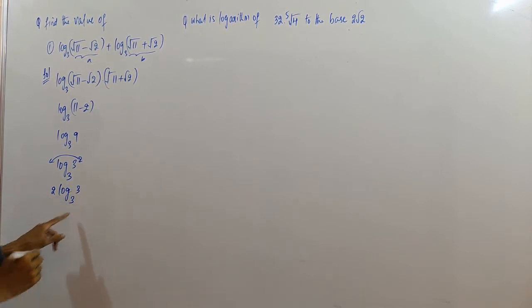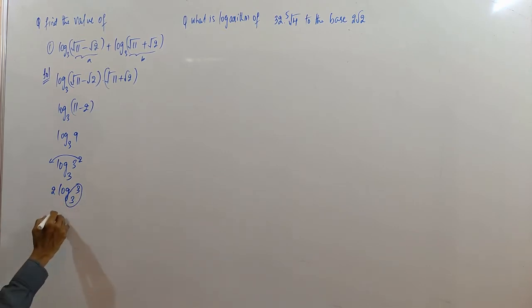When the base and the number inside the log are the same, whenever these two values are same, the value of that logarithm is 1. So it will become 2 into 1, that is 2. So the answer for this question is 2.